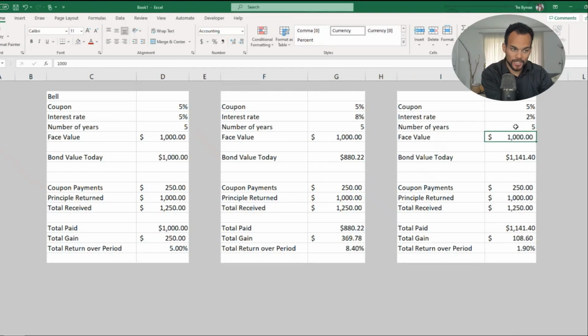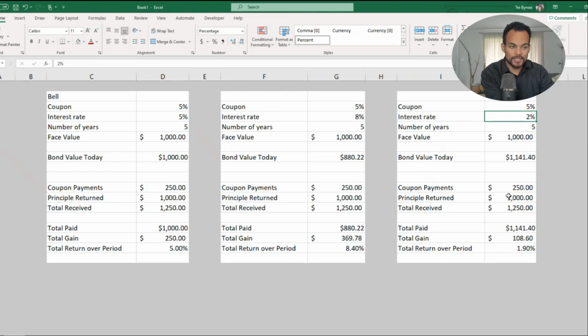Well, same thing. The 5% coupon doesn't change. Interest rates, though, expected, are now 2%. Number of years, 5 years. Face value, $1,000. That's what they get back. Bond value today, though, $1,141. Why is it $1,141? Same principle applies. The current interest rates are 2%. So that's what current investors get, 2%.